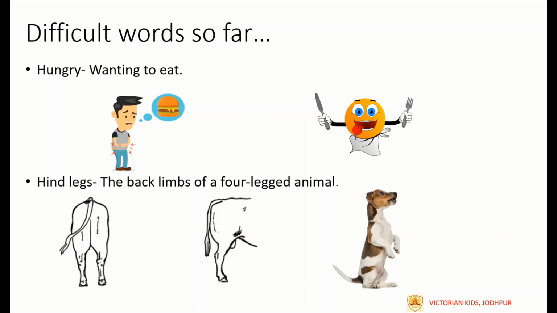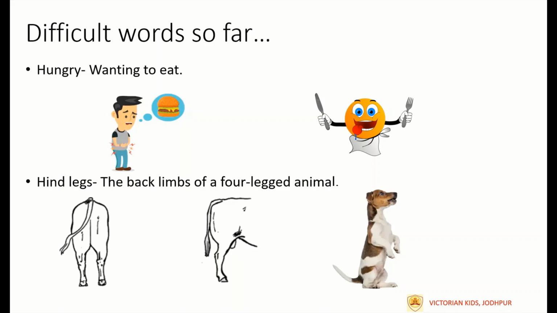Let's understand the difficult words we came across so far. The first word is hungry, which means wanting to eat. So, if the dog is hungry, it means the dog wants to eat the food. Just tell us how you feel when you are hungry. Do you feel something in the stomach at that time?